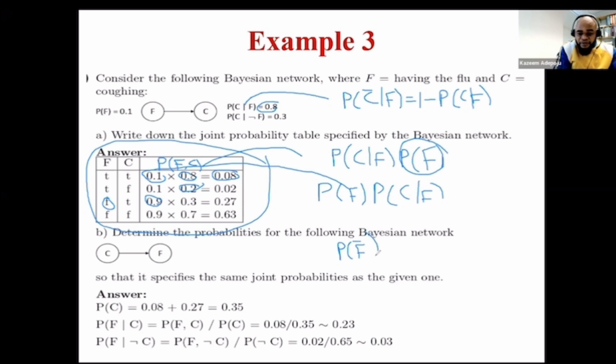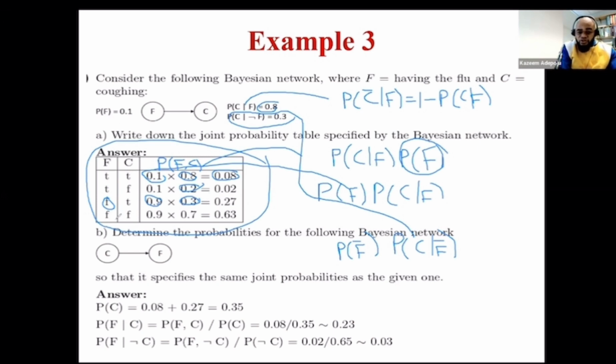If you're using the probability of F complement, for the other one you basically have to use the probability of C given F complement. And don't forget this guy is actually this 0.3. Do you see that? So that is what you have here, and that gives you that.